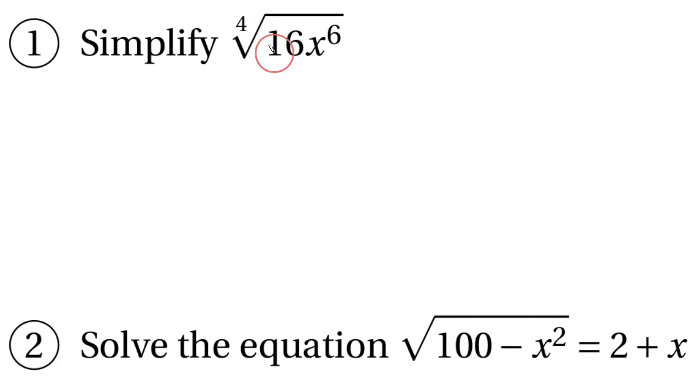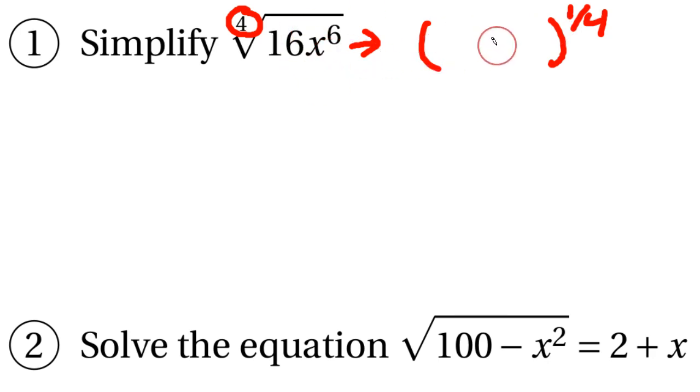Hey guys, in problem number 1 right here, we're asked to simplify this radical. The first thing we're going to do is take this and turn it into its exponential form. I know that the exponential form is always going to take whatever this particular index is and put it as 1 over that same index. And then on the inside right here, we're going to put the x to the 6th.